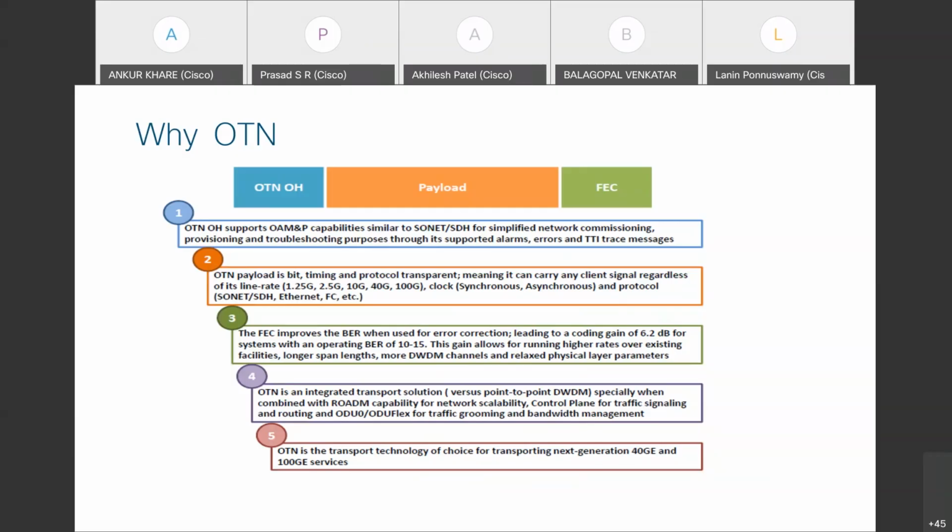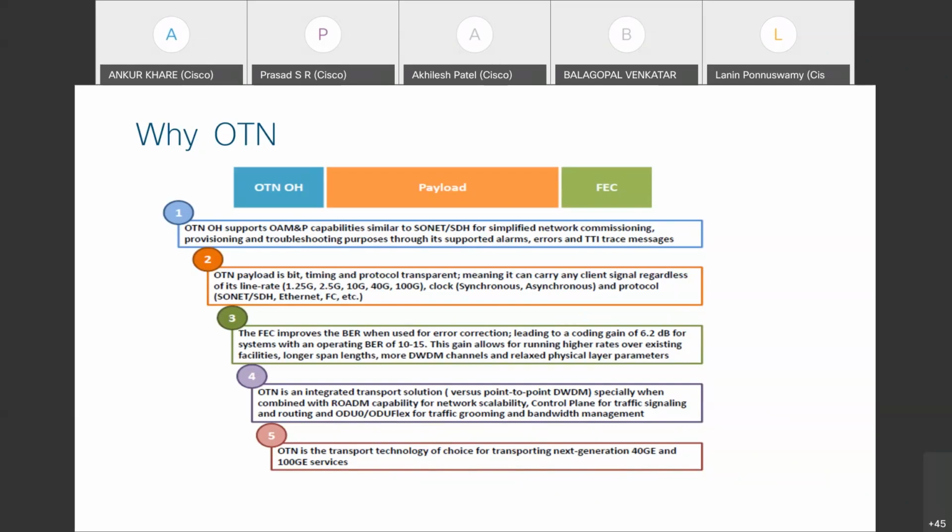basically we are relying on alarms, errors, and trace messages. OTN payload is bit timing and protocol transparent. So any type of data can be carried on the OTN frame. Okay, any type of client signal. It can be Ethernet, it can be SONET, anything you insert can be accommodated within the OTN frame. OTN has the advantage of FEC. FEC is nothing but forward error correction, which we will discuss in detail in one of the slides.